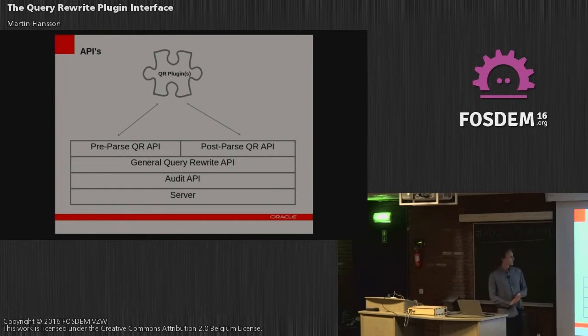The APIs are tiered. So you have the server at the bottom, and as Sveta said, you have the audit API, and the query rewrite API builds on top of the audit API, and then we have the specific rewrite APIs on top of that. So the general API is where this note is produced that says that your query was rewritten. And the pre-parse and post-parse API, these APIs are the ones that call out to the plugins.